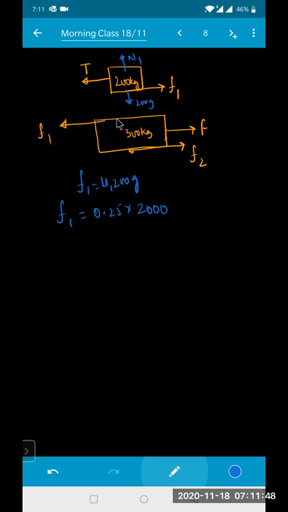Okay. Now on this one there is a normal, that is nothing but your n2. Does the normal also act on this? That is nothing but your n1 in the downward direction, and the weight of this body is nothing but 300 in the downward direction.